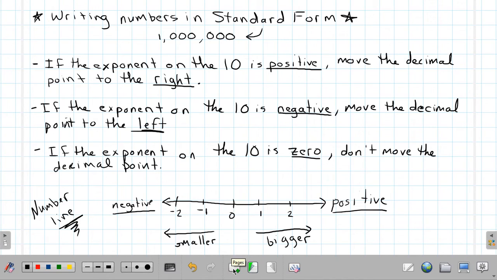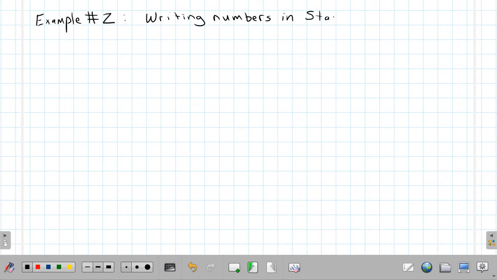What am I even doing by moving the decimal place? Well, this is where example 2 comes in. So example number 2. In this case, we're writing numbers in standard form.